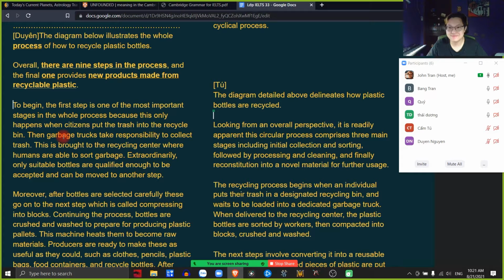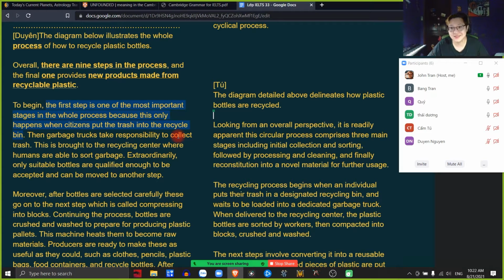Any problem with the logic here? Có vấn đề logic gì ở đây không? You see it? She give personal consumption there, I think. We should not put citizens put the trash into the recycle bin, delete it. The first step is one of the most important stages in the whole process. It should be fine. The whole process should be okay, I think. No need to explain. Mình không có cần phải giải thích tại sao đâu. Thực sự task 1 ta thấy cái gì là nêu ra cái đó thôi. Không có yêu cầu giải thích gì cả. Mà giải thích nhiều khi mình còn đi lạc đề nữa cơ, đi sai hướng nữa cơ.